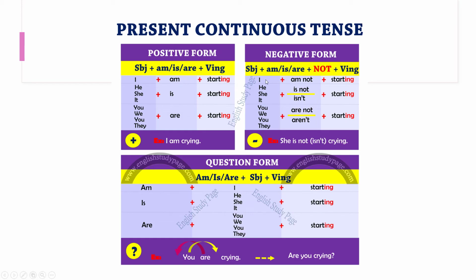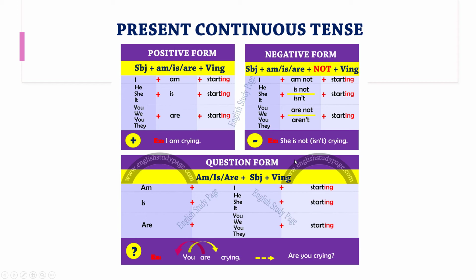Look, I am not starting. He is not or isn't starting. You are not or aren't starting. Look at the example. She is not crying or she isn't crying. And finally, the interrogative or question form.